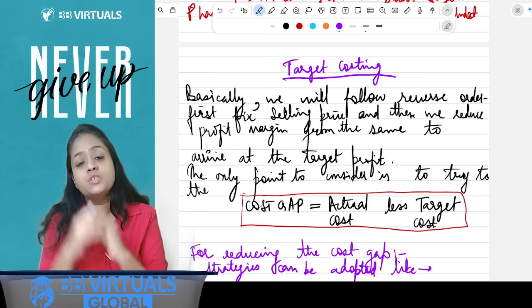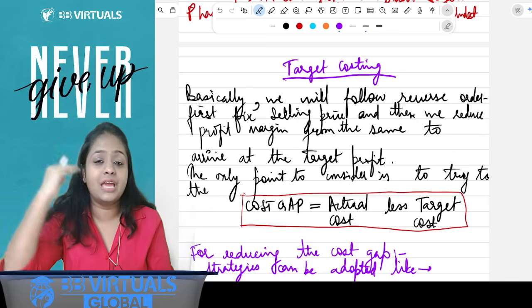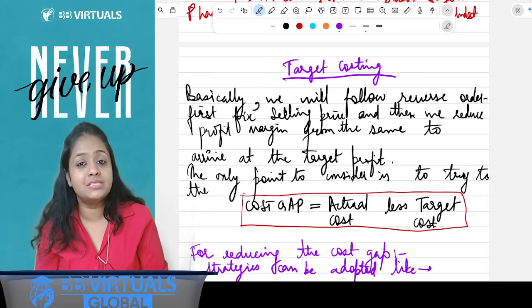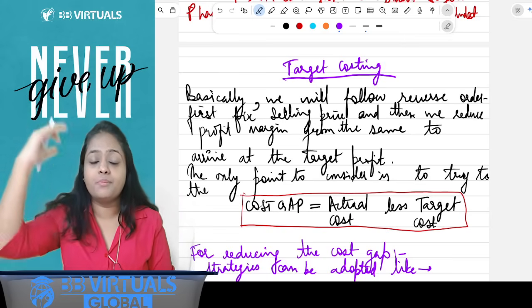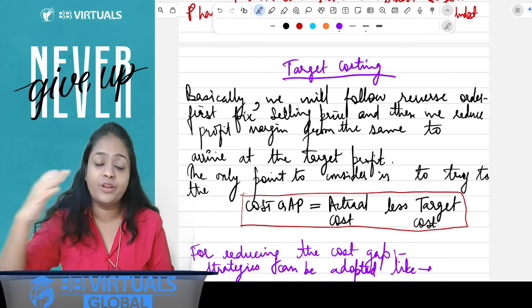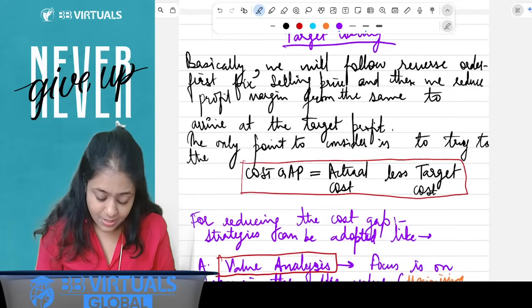Normally what we do is we fix the cost, we add margin and we get the selling price at which we are going to sell in the market. But market is competitive, so we go reverse. We have the market price less the target profits and then we get the target cost.